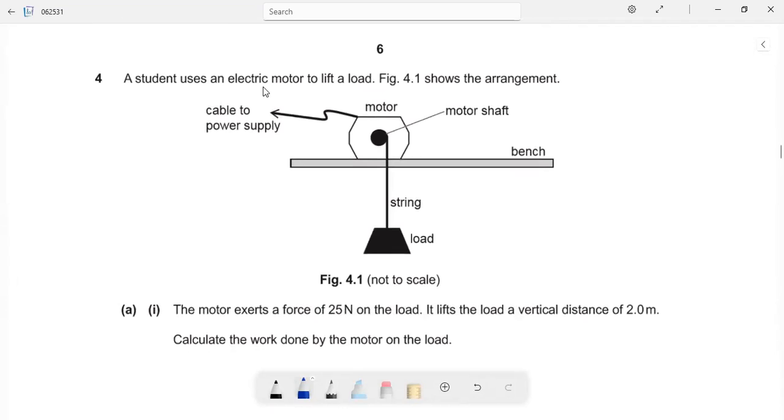Next, a student uses an electric motor to lift a load. This is the arrangement. Motor is there, load is there. The motor exerts a force of 25 newton on the load. It lifts the load to a vertical distance of 2 meter.